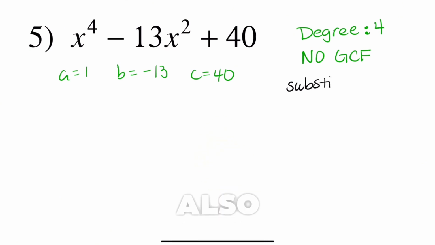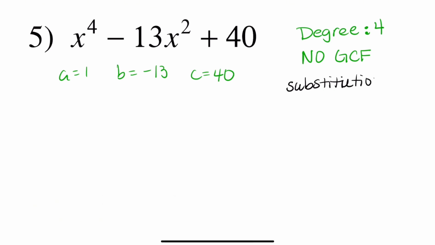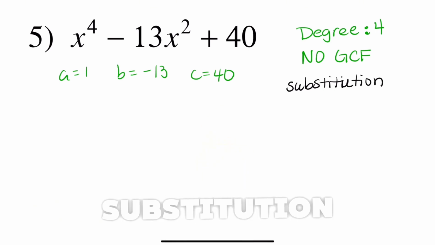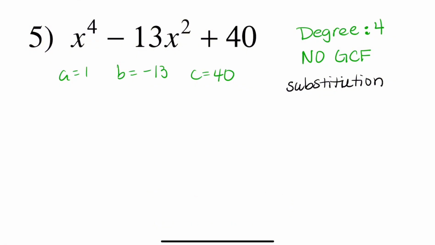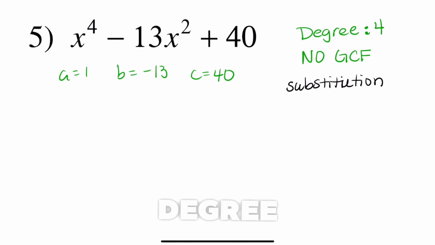Also known as U substitution. Substitution is when you're going to replace one of your variables with a different variable in order to decrease the degree of the polynomial so that it's easier for you to factor it.